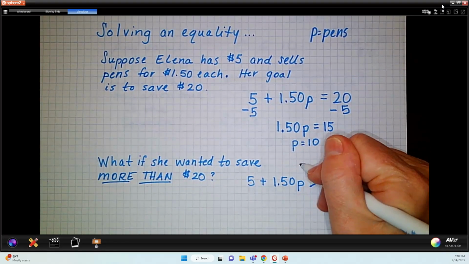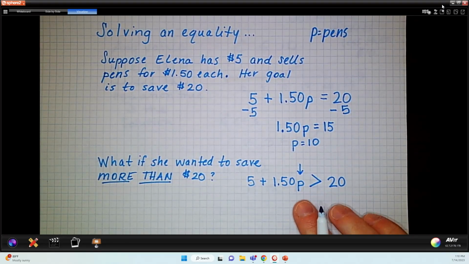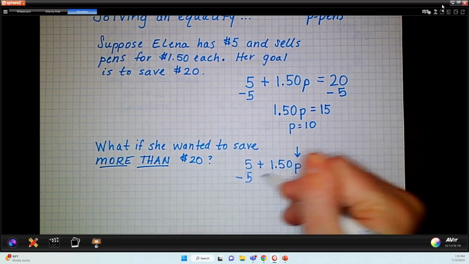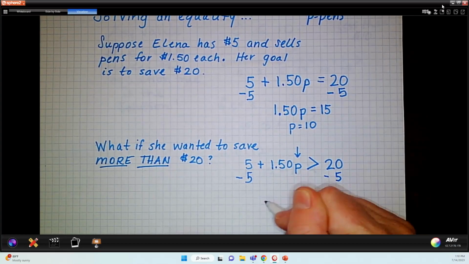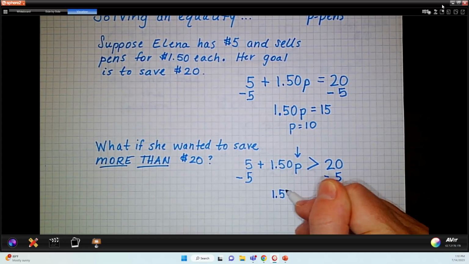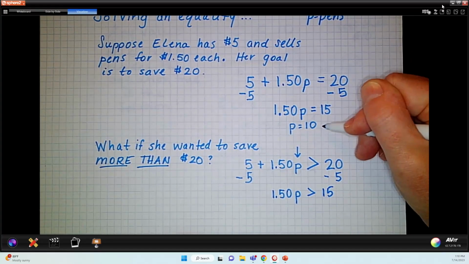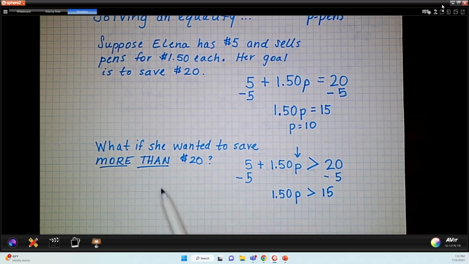So we're trying to figure out, what does this number have to be that would create a value greater than 20. So we help students see it as an equation. They can still take the 5 away from both sides. So we know that she's going to have to sell at least 10 pens, right? At least 10 pens. But the question says that she needs to save more than 20.